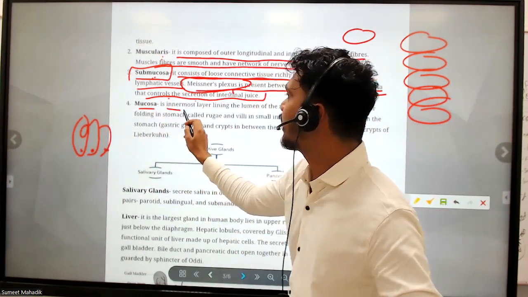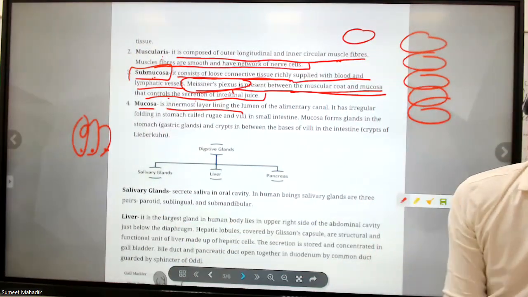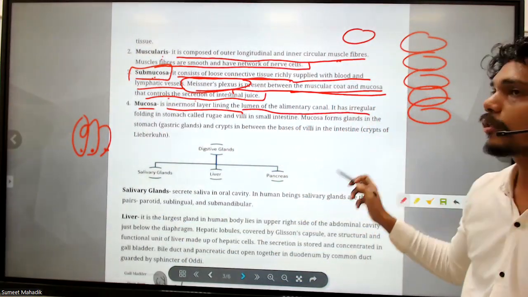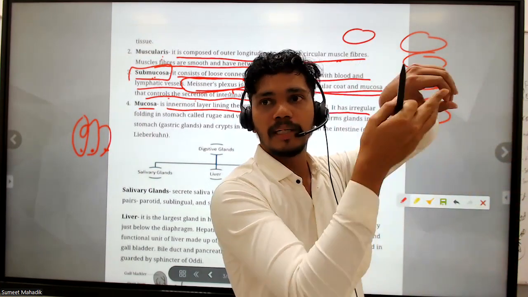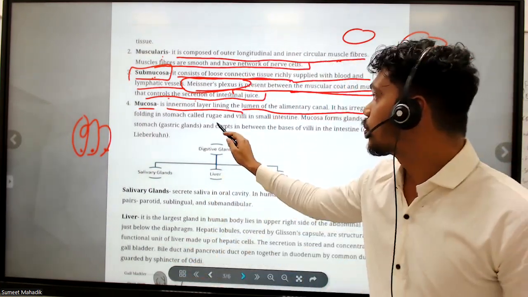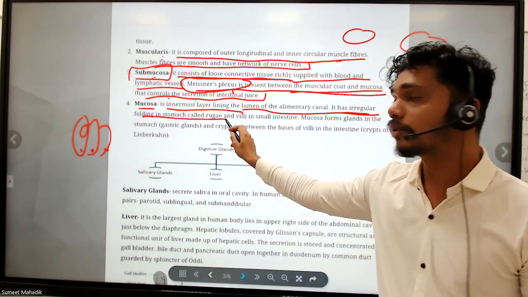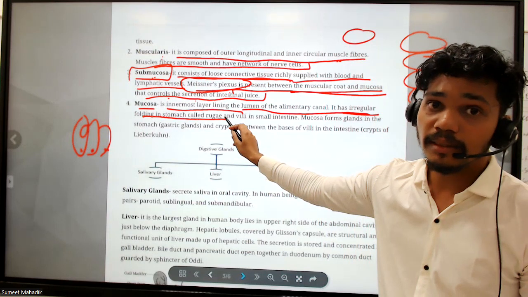Now, mucosa is the innermost layer. Mucosa is what? The innermost lumen of the alimentary canal. What is lumen? If this is a pipe, the inside is the lumen. This part is the lumen. So it has irregular foldings in the stomach called what?